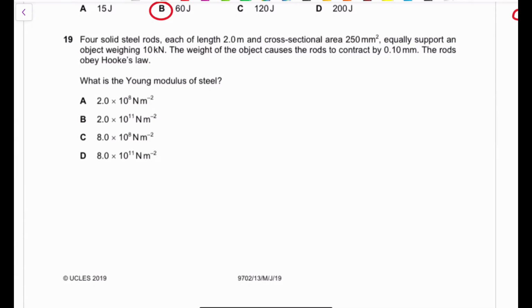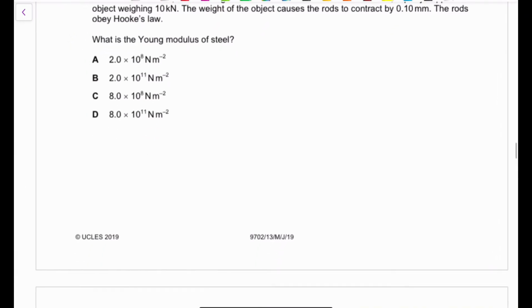So how is this going to work? We have four steel rods, right?